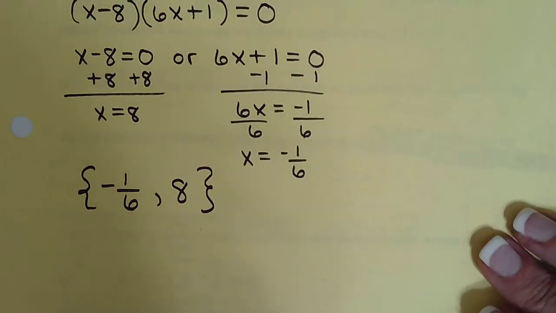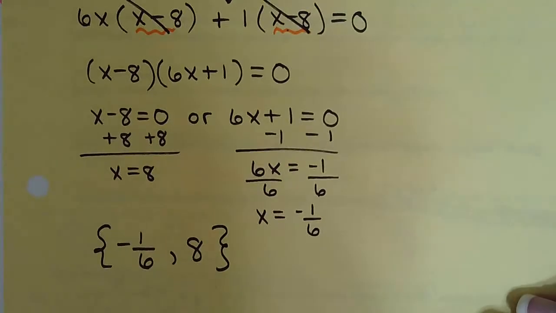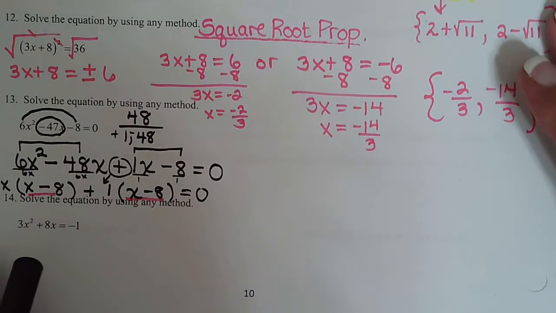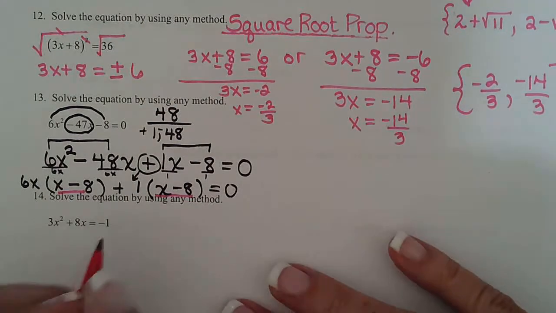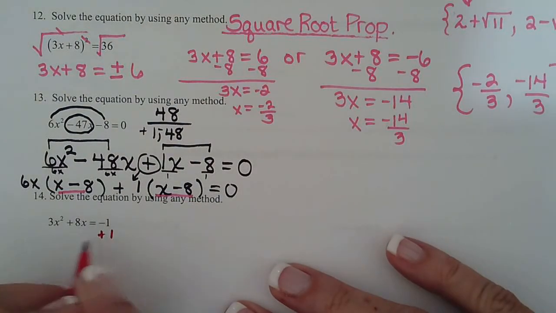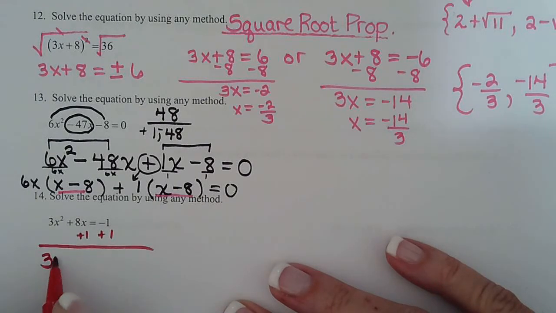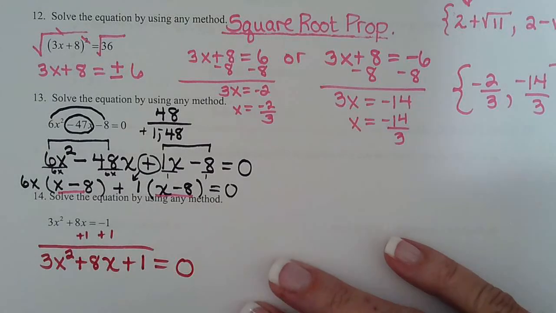Okay, so let's do the last problem finally. 7-2 was a long section. Okay, so 14 looks a lot like 13 did. I wonder if it's going to factor. So first we have to set it equal to 0 before we can test our factoring. So 3x squared plus 8x plus 1 equals 0.